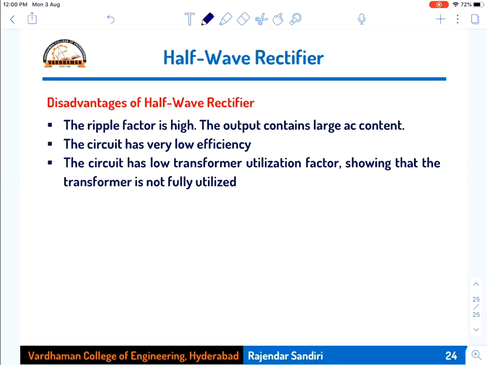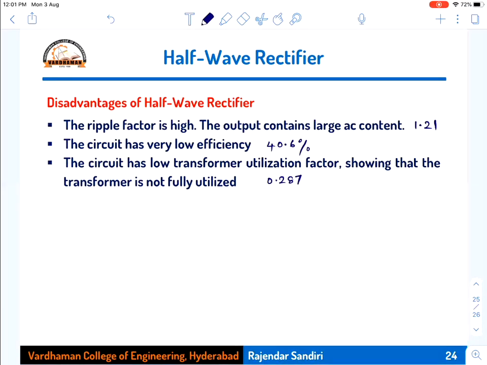Then the last slide will be on disadvantages. We have observed so many disadvantages when we were calculating things. The ripple factor is high. How much did we get for this? 1.21. Ripple factor is high. And the circuit has very low efficiency. How much is that? 40.6% is the rectifier efficiency, very low. The circuit has low utilization. Transformer utilization factor is how much? 0.287. Okay, so that is also very low.